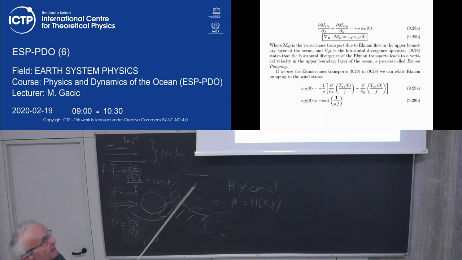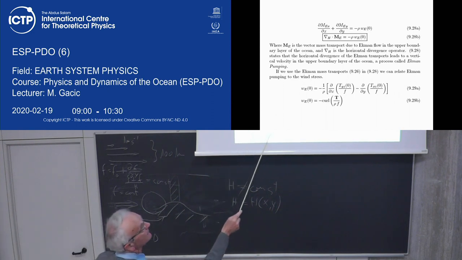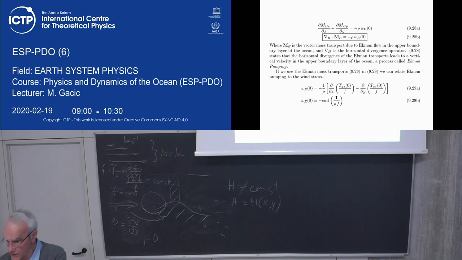So the Ekman pumping is the horizontal divergence of the mass transport due to the Ekman layer. So if you have divergence in the Ekman layer, then we have the Ekman suction. If you have a convergence in the Ekman layer, you have the Ekman pumping. That is what causes the upwelling.